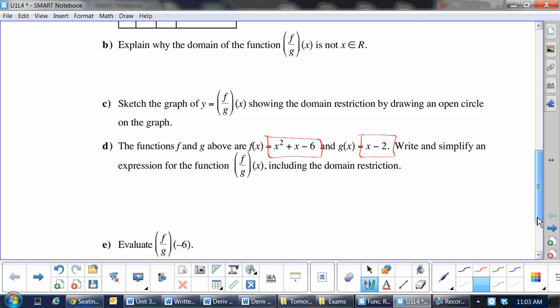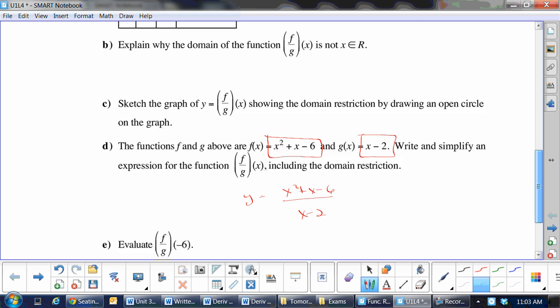x squared plus x minus 6, that's the parabola, and x minus 2 was the straight line. So it says, what would be the equation of that new line? Okay, well, we'll do that. So y would equal x squared plus x minus 6 over x minus 2.